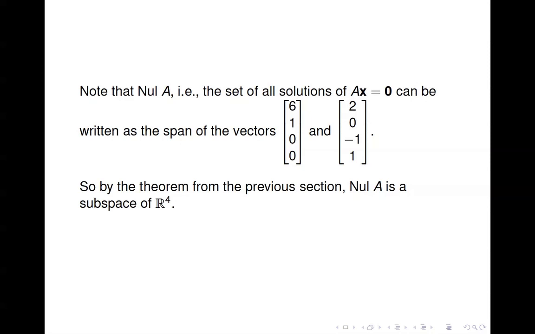If you remember the theorem from section 4.1, it said that if you can write your set as the span of a finite set of vectors, then it's automatically a subspace of that parent vector space. So here, for this particular matrix A, we've written the set of solutions to Ax equals 0 as the span of these two vectors, so therefore the null space of A is a subspace of R4.